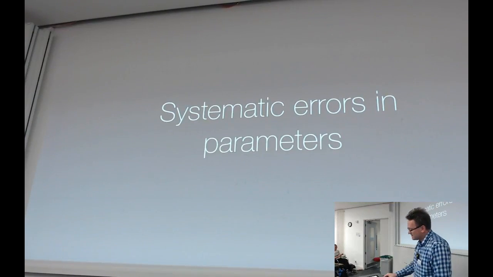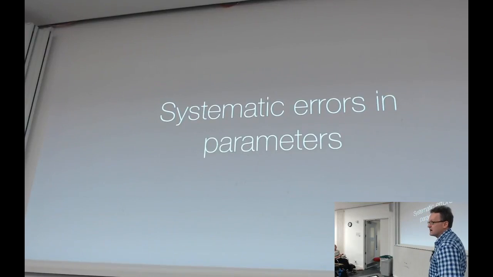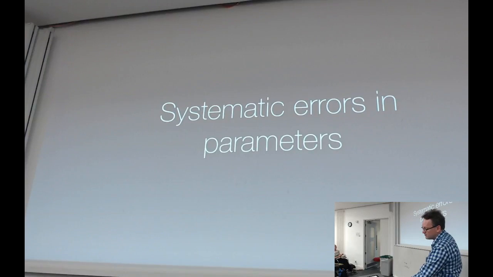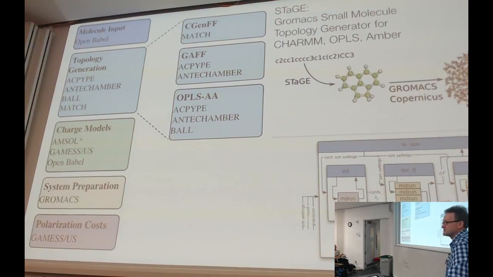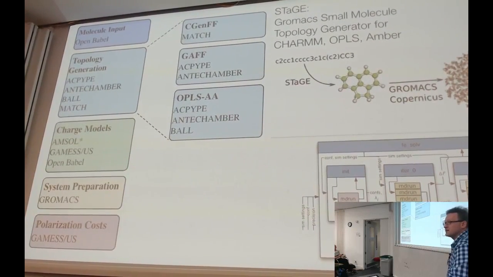The other part here is that we have systematic errors in parameters. I'm not going to go through exactly how we handle that, but same thing here. We have an external project in GROMACS called STaGE. Look that up on the GROMACS website. We can do fully automatic parameterization of any small molecule you want now.